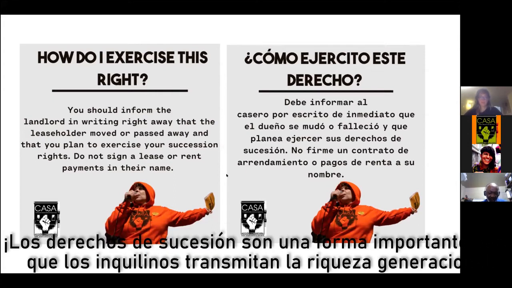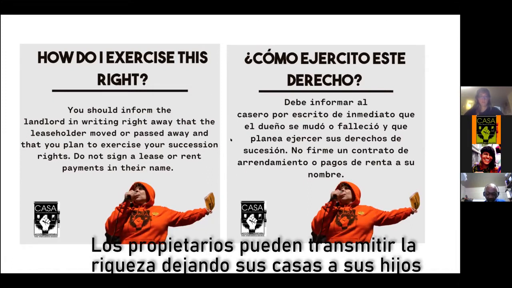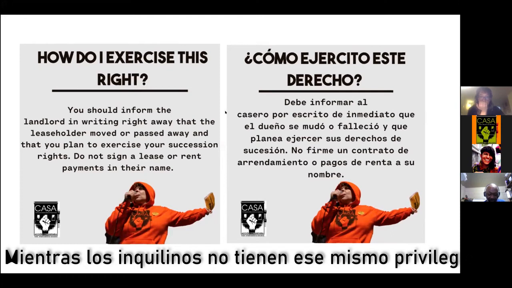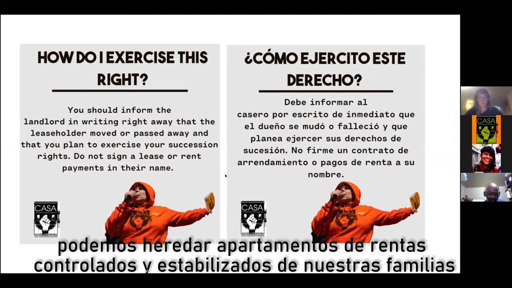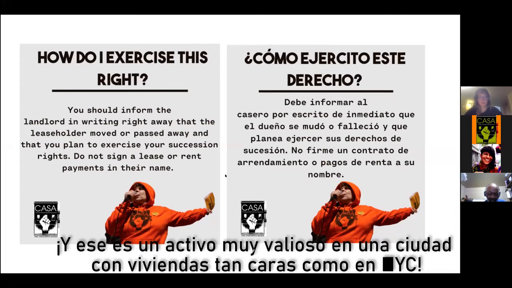Succession rights are an important way for renters to pass on generational wealth. Homeowners are able to pass on wealth by leaving their houses to their children. While renters don't have that same privilege, we can inherit rent-controlled and rent-stabilized apartments from our families. And that is a very valuable asset in a city with such expensive housing as we experience here in New York.